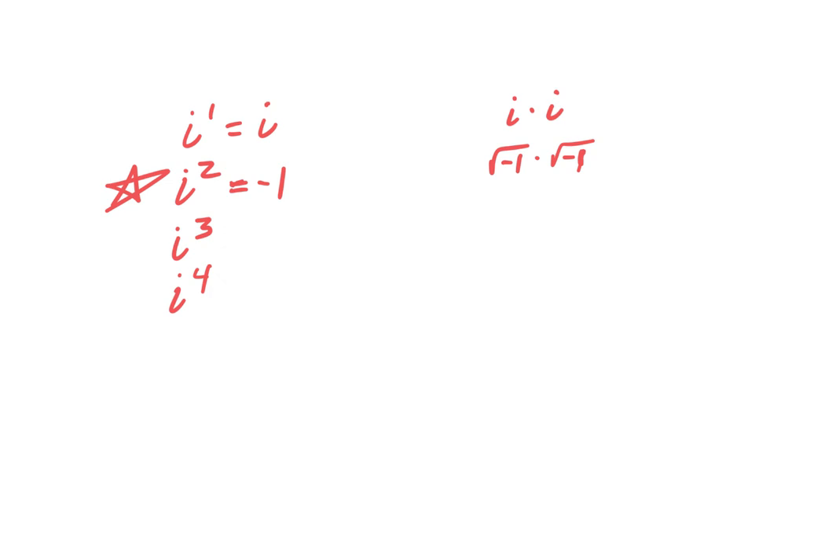i to the third. Now, I could rewrite it as i to the second times i to the first, because 2 and 1 make 3, right? And when we multiply two things, we add the powers. Well, i squared is really -1. i to the first is i, so i to the third is really -i.